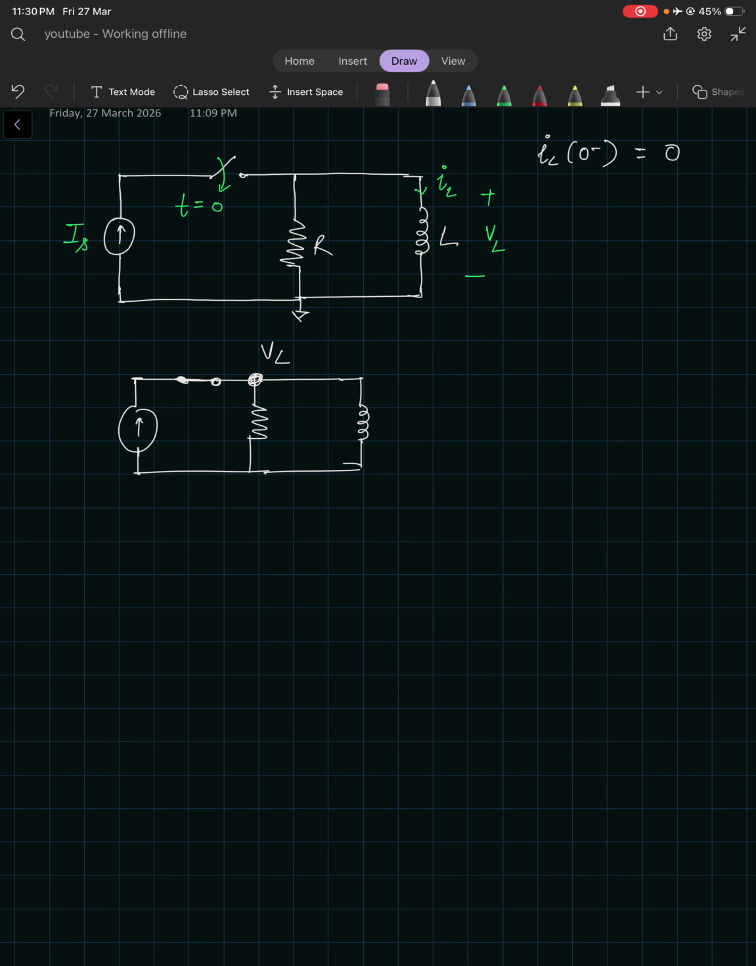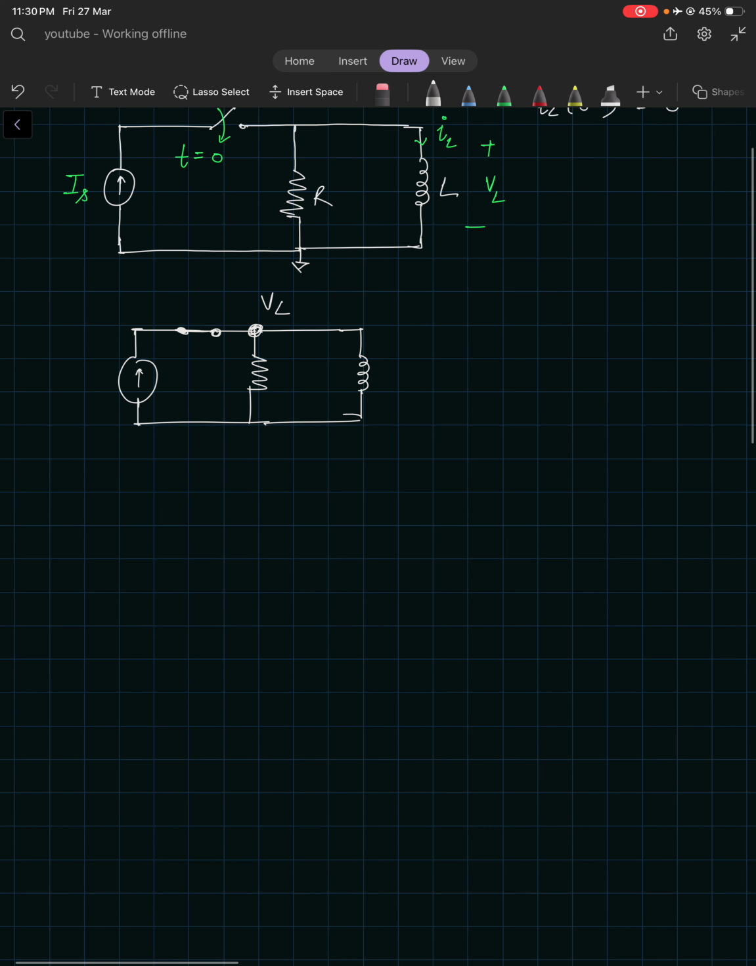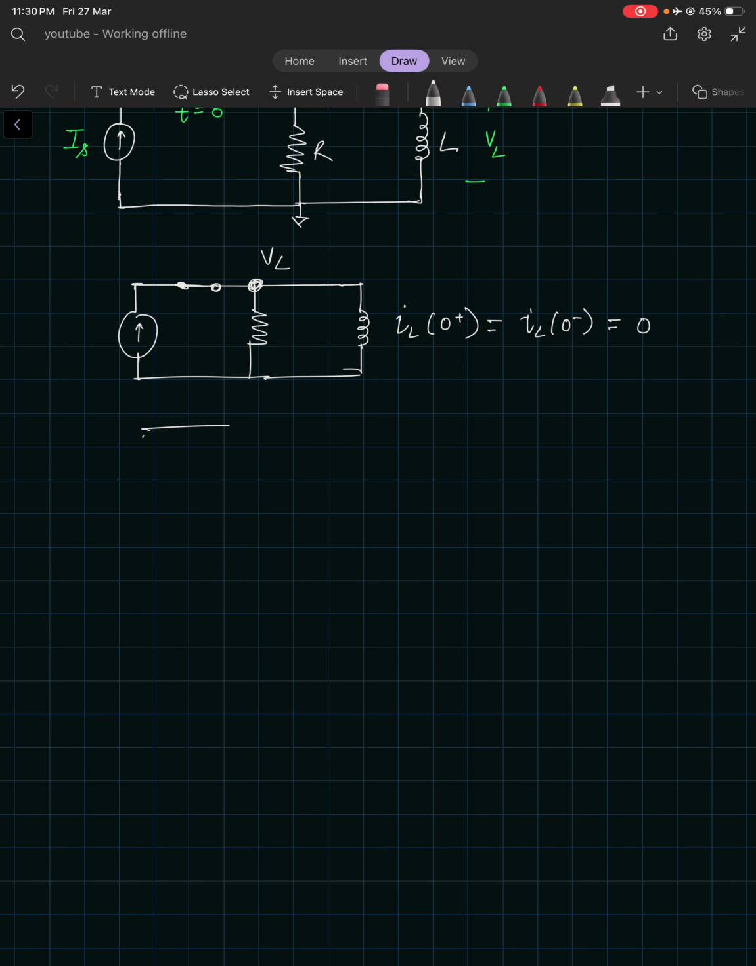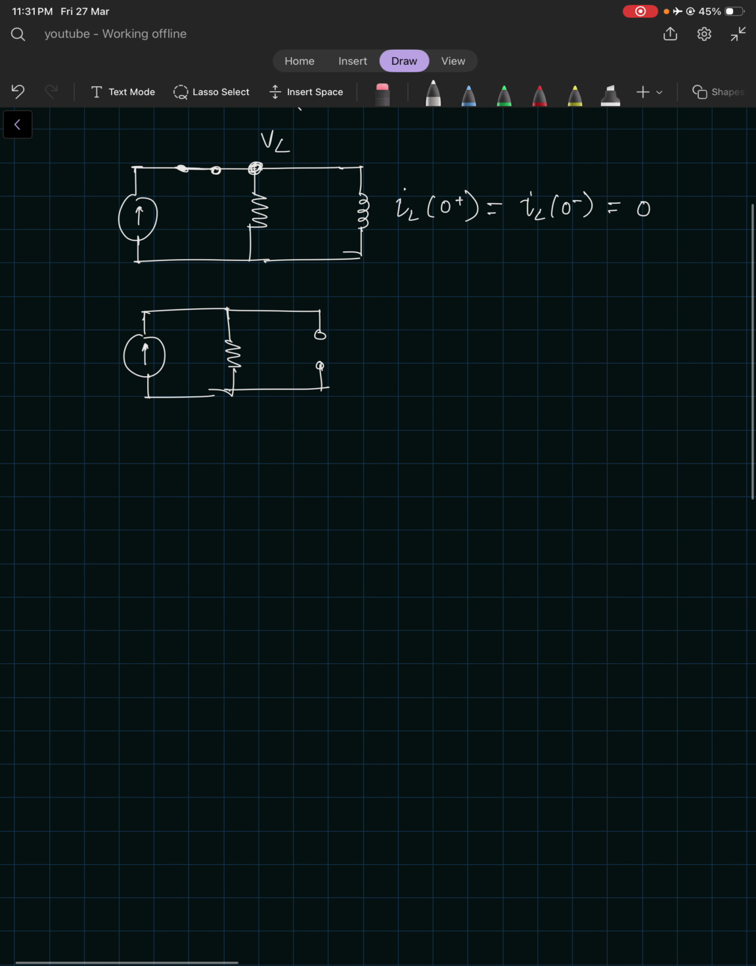And the current flowing through this inductor would again be 0 because it resists the change in current, so IL at 0 minus, which was 0, right? It means it is acting like an open circuit. No current means infinite impedance, and the circuit will act as an open circuit.